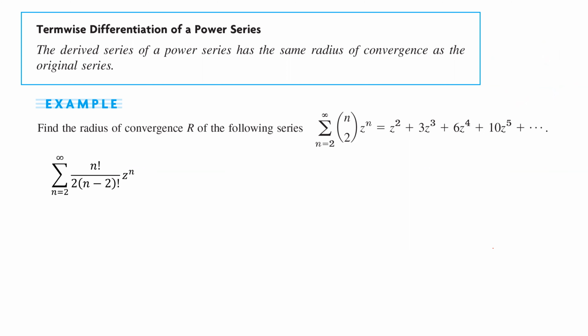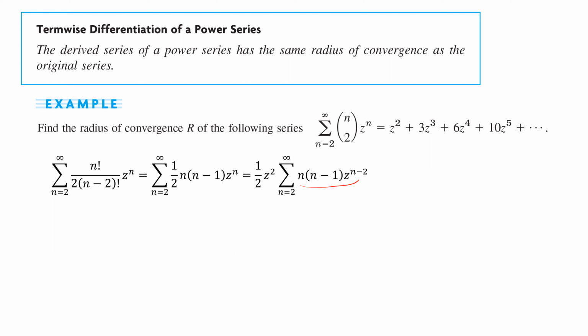So you can write it this way, and when you cancel (n minus 2) factorial, you get 1/2 n times (n minus 1) z to the n. And here you can factor z squared with this 1/2, becomes 1/2 z squared, and then the rest of the summation becomes n times (n minus 1) z to the n minus 2. Okay, and then if you recognize this is the second derivative of z to the n, right?